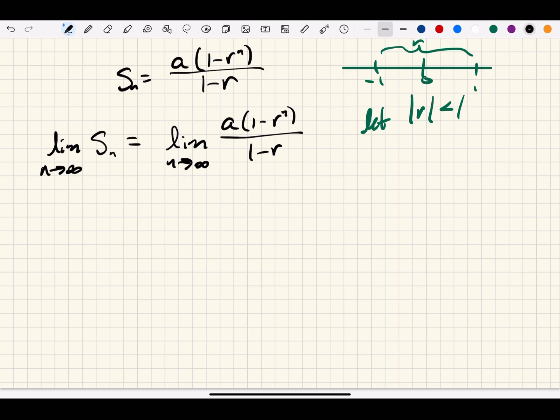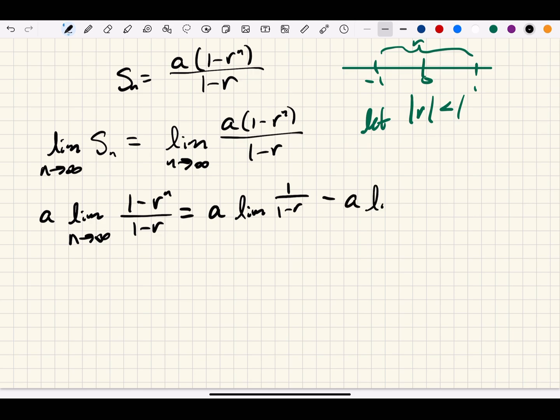Okay. So I'd have A limit n goes to infinity 1 minus R to the n over 1 minus R. Okay, so now I'm thinking, well, I could actually make that 2 limits, couldn't I? Okay, so this could become A limit 1 over 1 minus R minus A limit R to the n over 1 minus R.